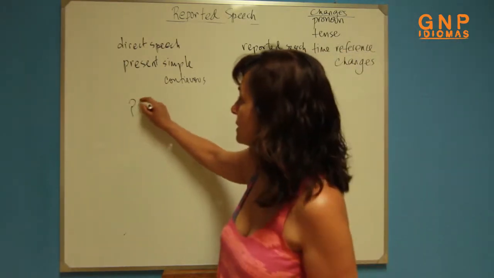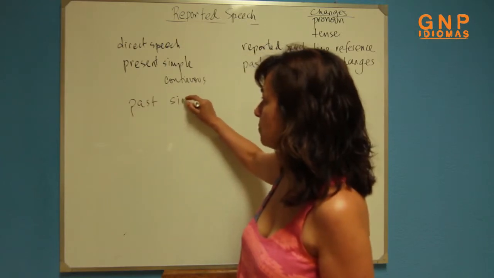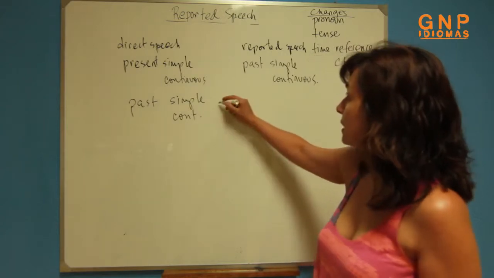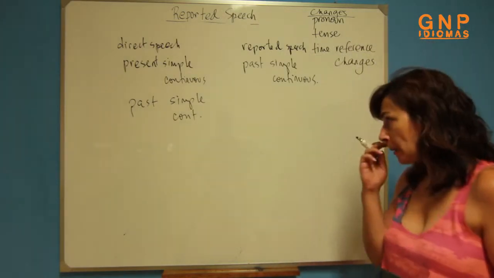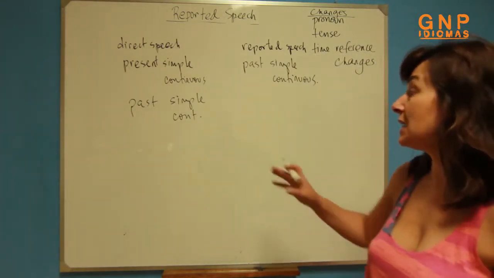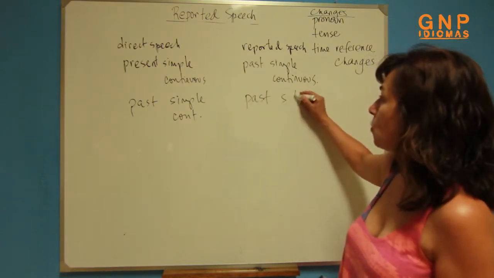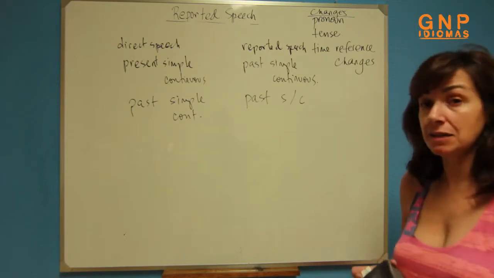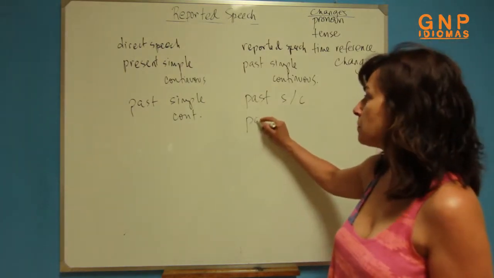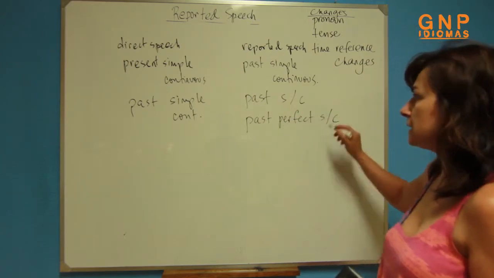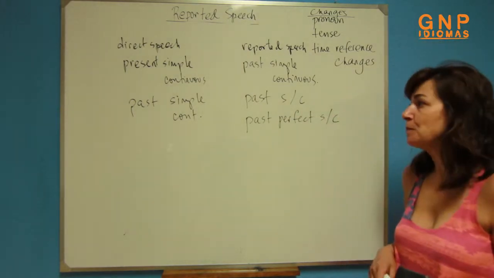Now, the past here, the past simple and continuous, I'm just going to abbreviate that, will go into, now this is a tricky one. It can remain in past. Okay? Past simple or continuous. It can remain. Or it can go into past perfect, simple and continuous. That's up to the speaker.